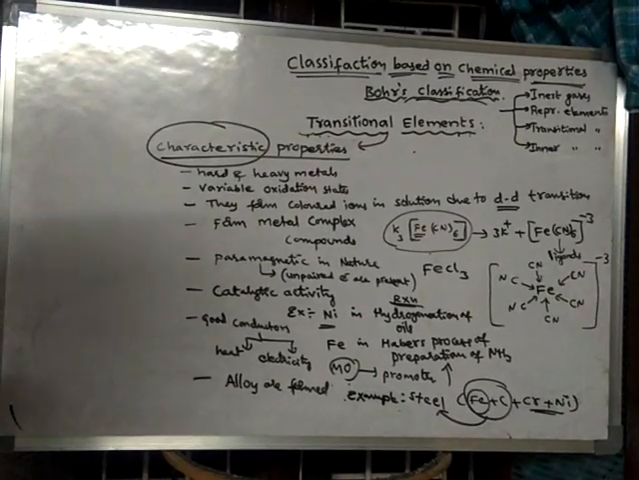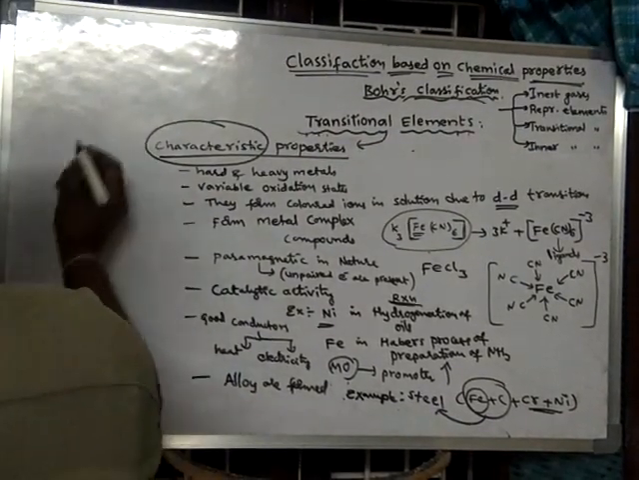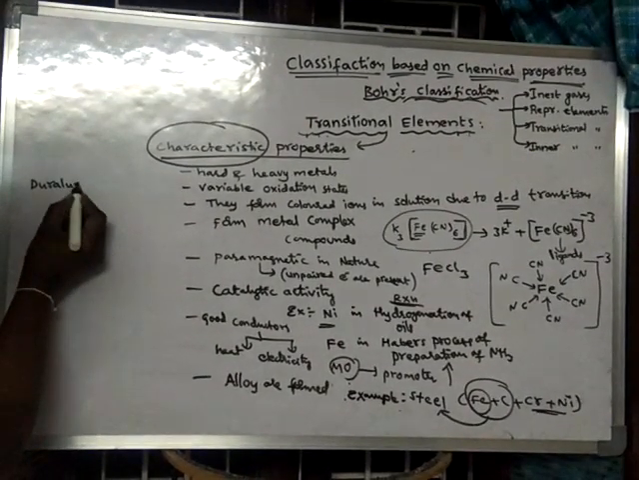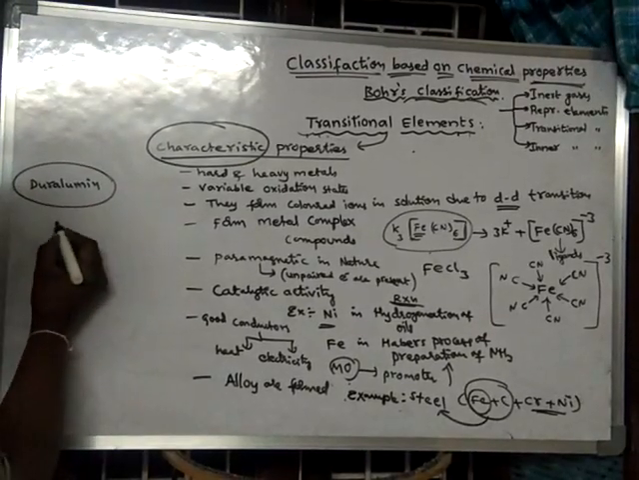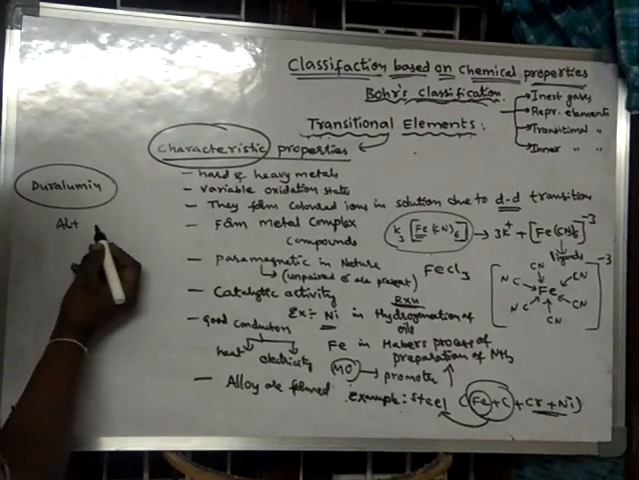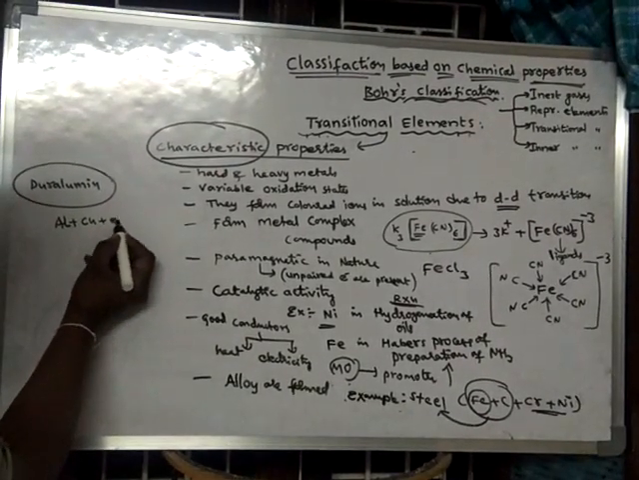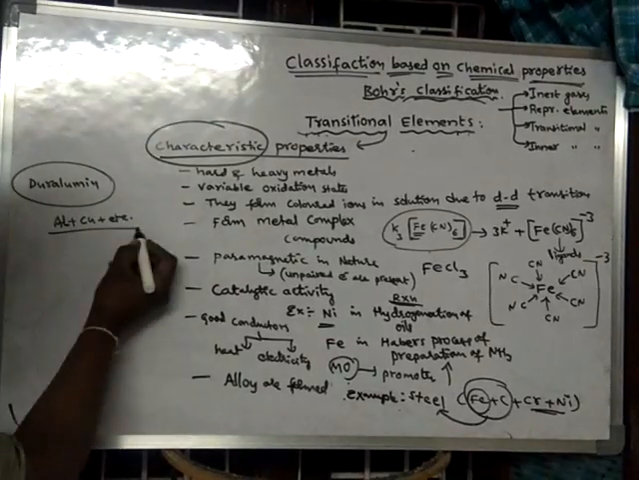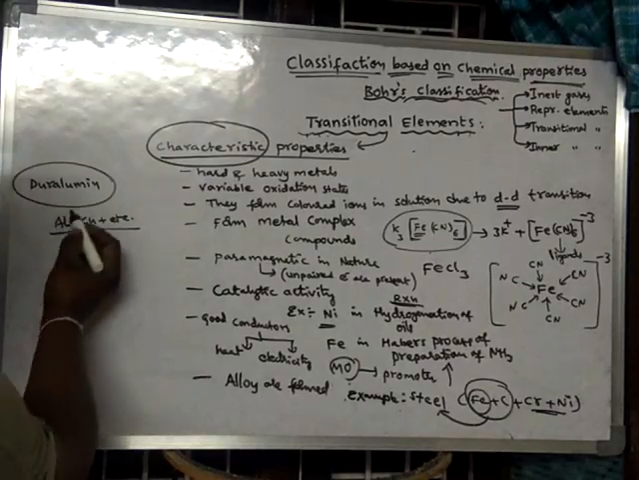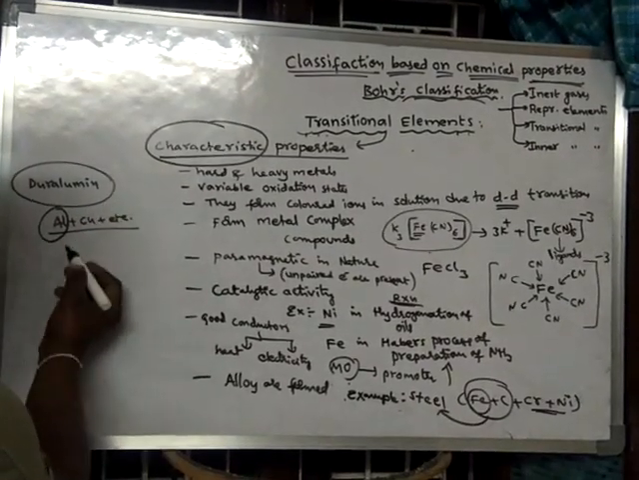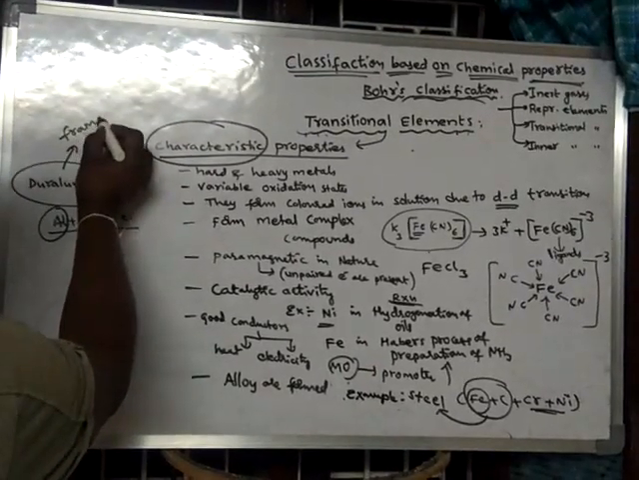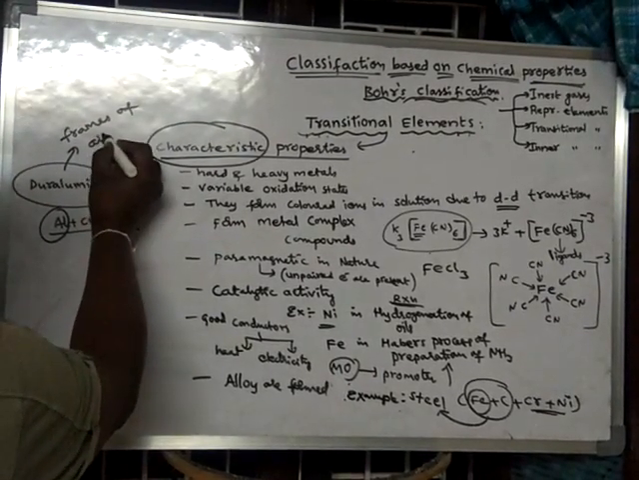Duralumin, for example, is an alloy. I am writing here duralumin. It's a mixture of aluminum, copper, and some other metals. Aluminum, copper, and some other metals are mixed together. Duralumin is used to prepare frames of aircraft.